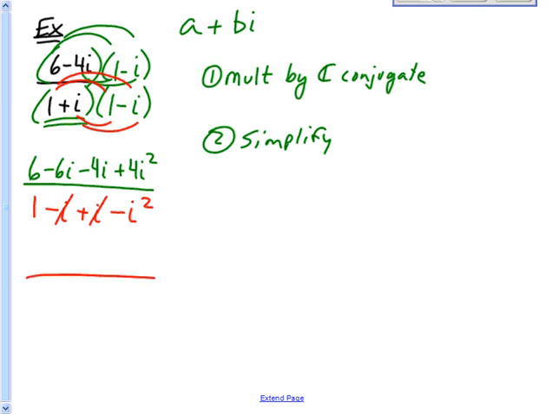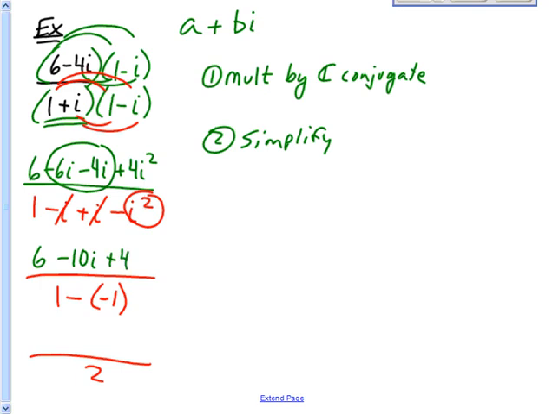So on the bottom, in fact, let's do the bottom. 1 minus, and here's your i squared. That's negative 1. So on the bottom, it looks like we got 1 plus 1, 2. Okay. Let's do the top, this numerator here. Negative 6i minus 4i, negative 10i. We got a plus 4 times that i squared, negative 1. So 6 minus 4, 2 minus 10i.